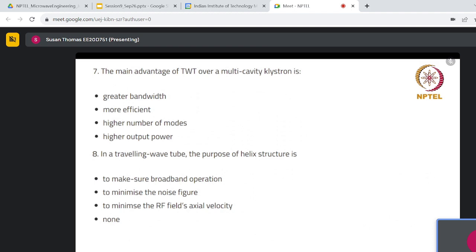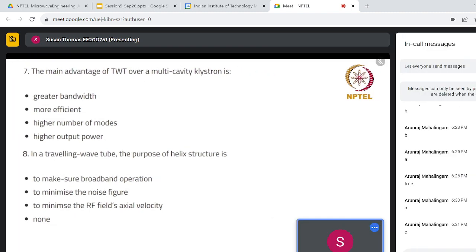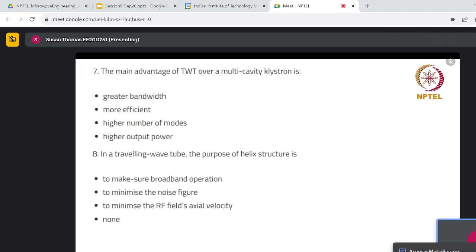Okay, now comes this question. Main advantage of TWT over a multi-cavity klystron. What is the main advantage? I think we have discussed this in a different way. I think maybe you will be able to answer this. What was the disadvantage of cavity? Yes, right. Greater bandwidth. TWT has a greater bandwidth compared to a two cavity klystron amplifier.